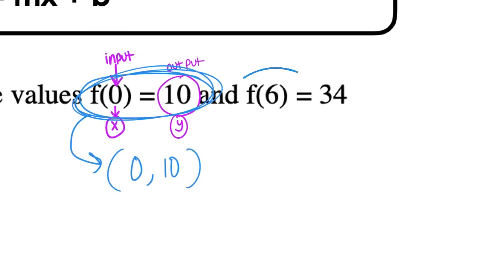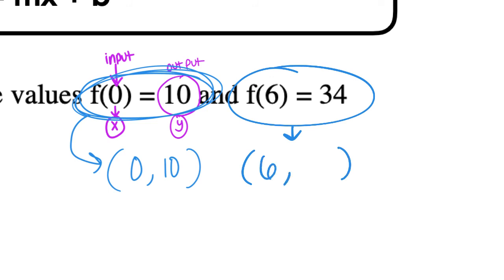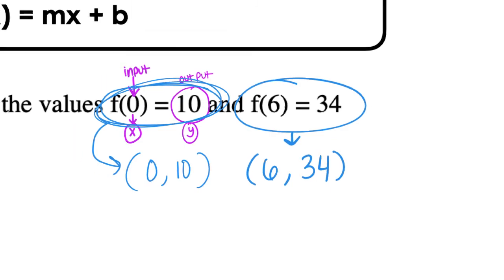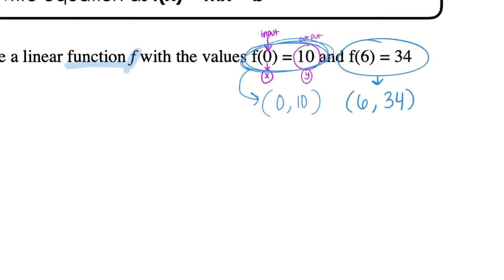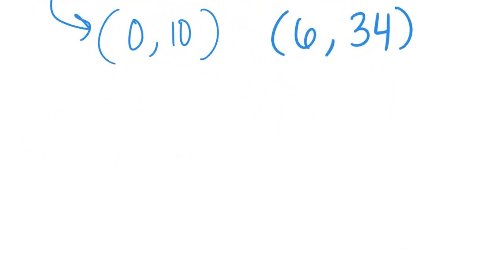We're going to do the same thing with the other one. Same exact thing. We're just going to turn it into an ordered pair. 6, 34. And now you can kind of just ignore everything else and do this the same exact way we were doing the other ones. Just use these two ordered pairs, figure out what the slope should be, and figure out what the y-intercept is.